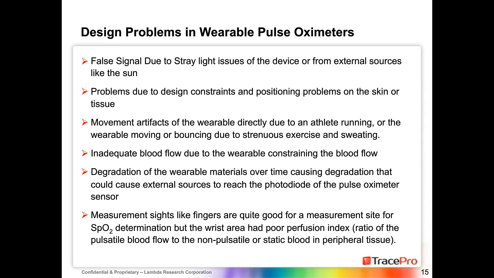Finally, we have to start looking at measurement sites, like if we're using fingers. Fingers are excellent because they're very good measurement sites for SpO2 determination. But the wrist area has poor perfusion index, which is the ratio of the pulsatile blood flow to the non-pulsatile or static blood flow in peripheral tissue. So we've got to be cognizant of that. So we're going to have less of an oxygen flow in the wrist versus the fingers, which is where typically pulse oximeters have been used for ages in the hospital for over 40 years.